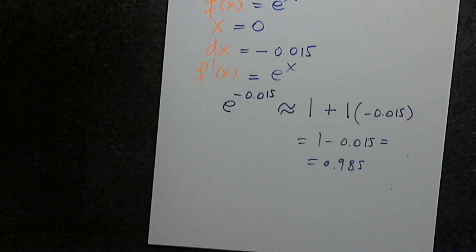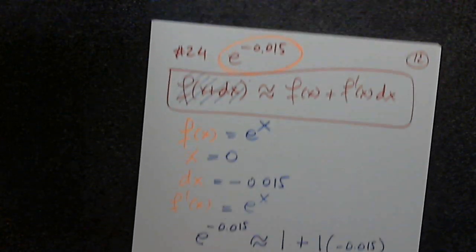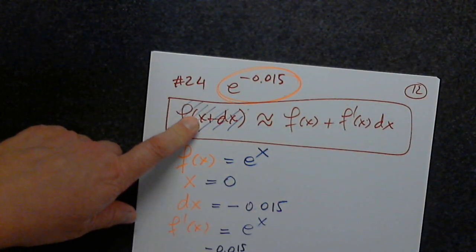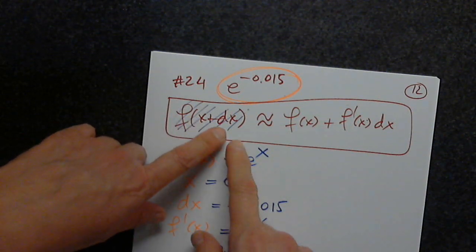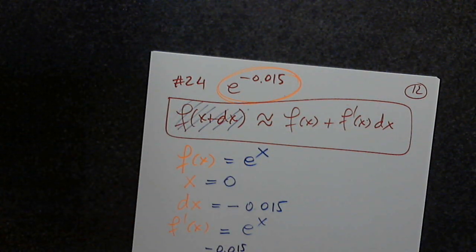So why then did we use 0 for x? Very good. Because I need an x that is very easy to work with, but I can go, remember, dx has to be tiny. So what number is the closest to negative 0.015? It's only 0.